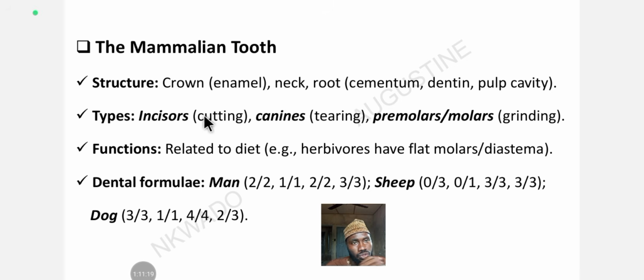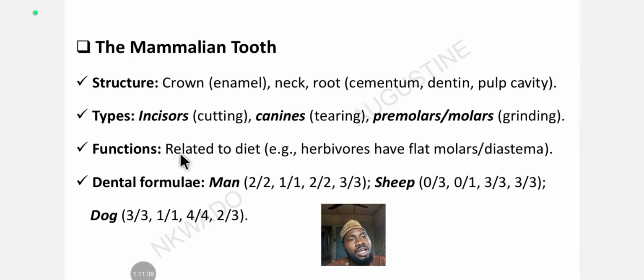So let's look at the types of teeth in mammals. You have the incisors, which is these two here, two up, two down. You have the canine, you have one here, you have one here for tearing flesh, making about 4 canines. Then you have the premolar and the molar, which is for grinding. Molar 3, premolar 2.